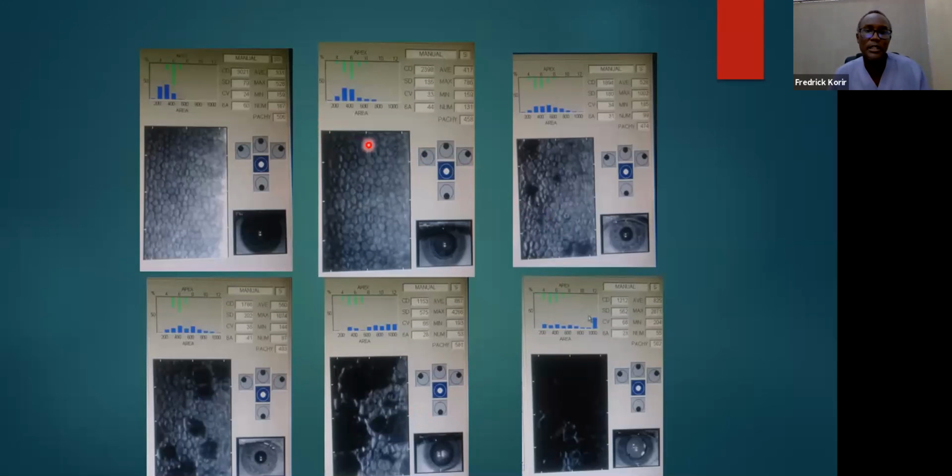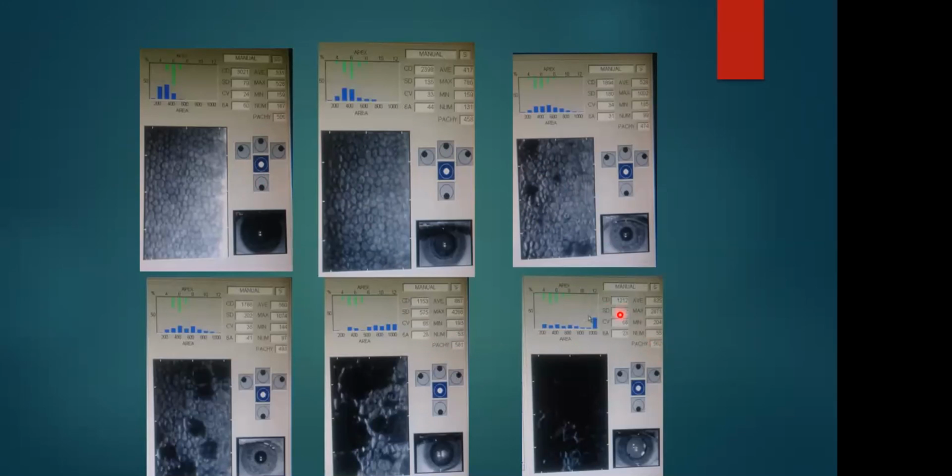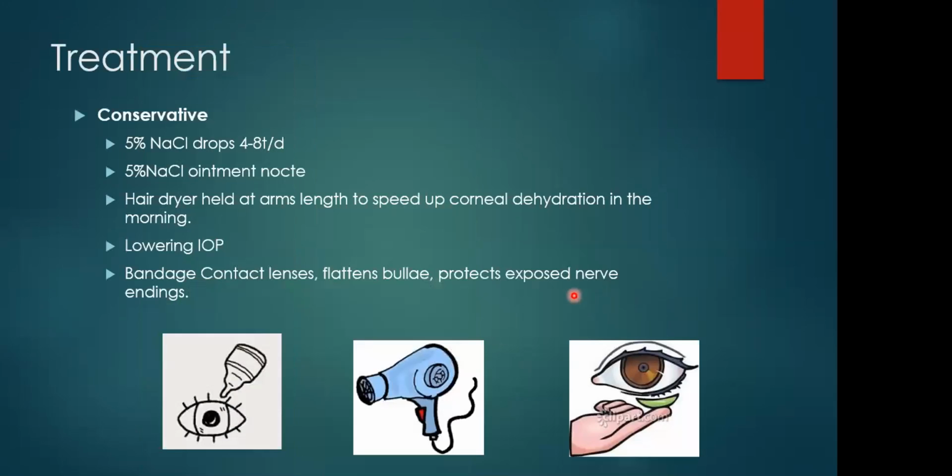So basically, you can clearly see how this specular microscopy is very useful. The other thing it does is measure the pachymetry, the thickness of the cornea. As you go across these corneas, they get thicker, not very good. Actually, a lot of people mention that the pachymetry from specular microscopy is not as accurate, so you're better off using an ultrasound probe. So, how do we treat Fuchs?